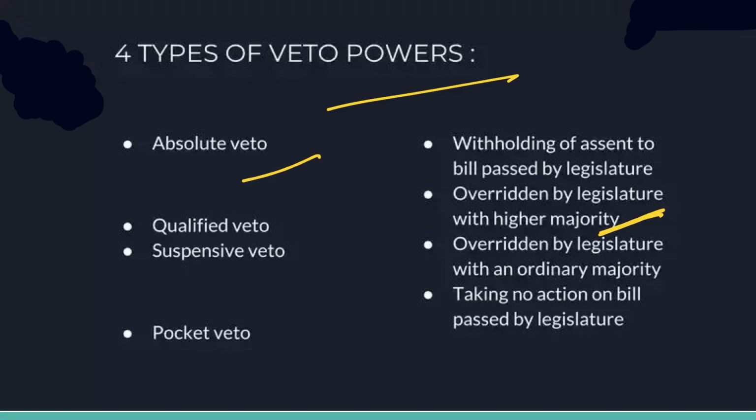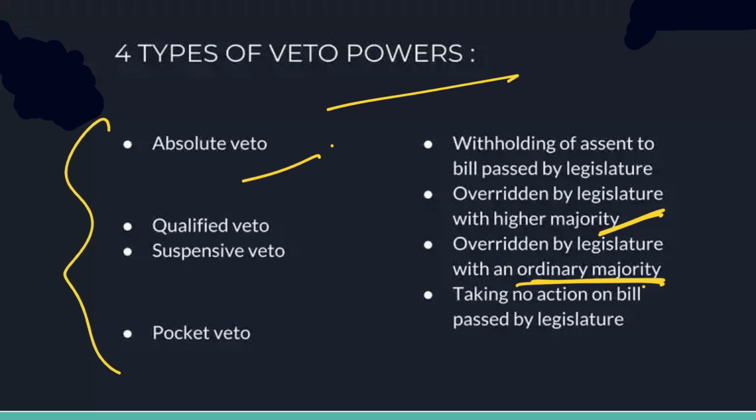And next is suspensive veto. In suspensive veto, the bill can be overridden by the legislature with an ordinary majority, that is a simple majority. Next is pocket veto. Here the President does not take any action on the bill passed by the legislature. He simply puts it aside. This is known as pocket veto.